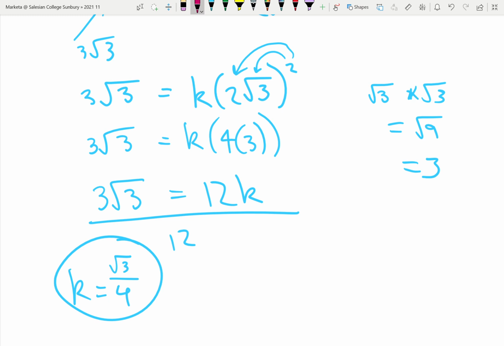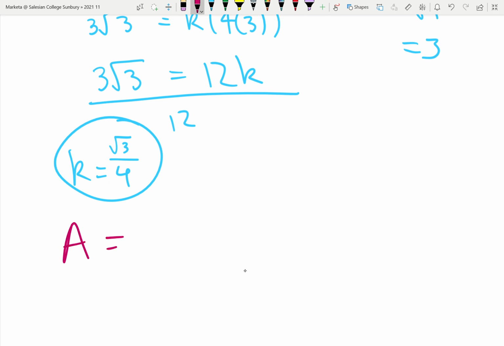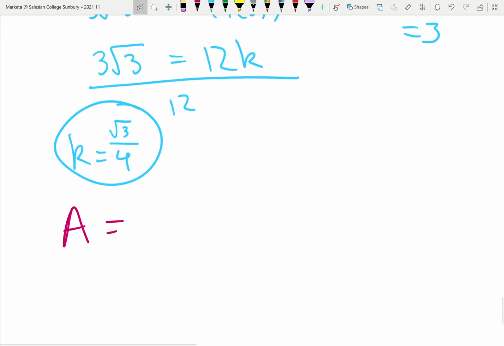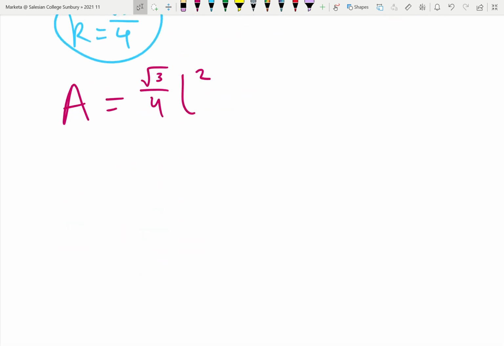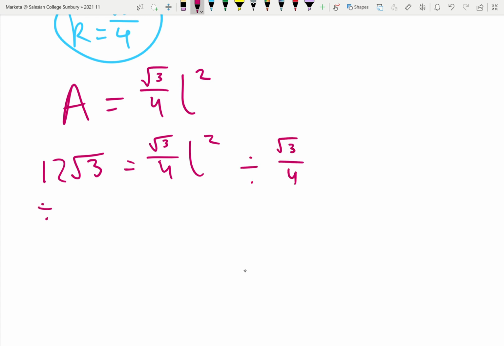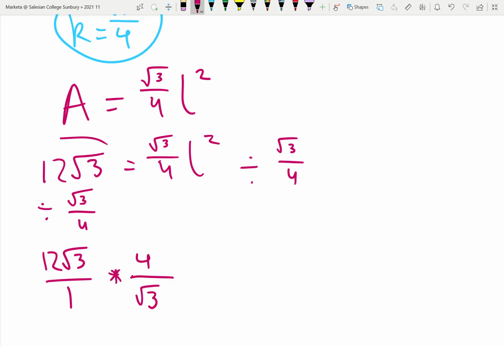So let's now use that information, and we've got A equals, what was it, KL squared, so √3 on 4 L squared. And let's see, we've got, calculate the side length if the area is 12√3. 12√3 equals √3 on 4 L squared. So now I'm going to be dividing by √3 over 4 on both sides. So we've got 12√3 over 1 divided by √3 on 4, so keep, change, flip. And notice how I put this 12√3 as a fraction over 1, because then I can use the fraction multiplication or division of fraction rules really effectively there. So, and then I get L squared there.